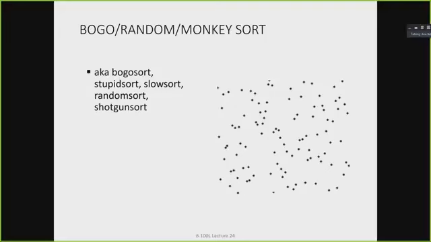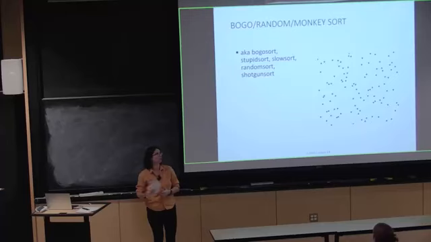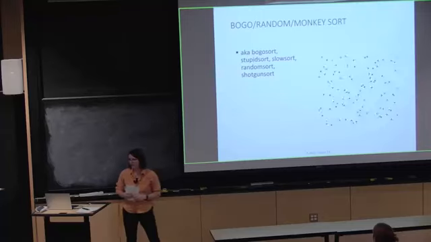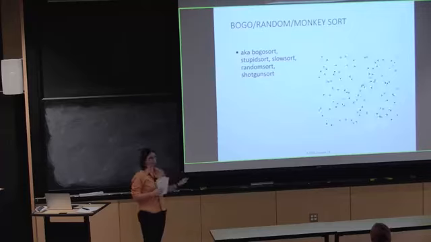And there are actually competitions where people can come up with really bad sorting algorithms that sort lists in a really weird way while being really bad, still making forward progress. And this is one of them. This one is called bogo sort, coming from bogus sort, also called random sort or monkey sort.